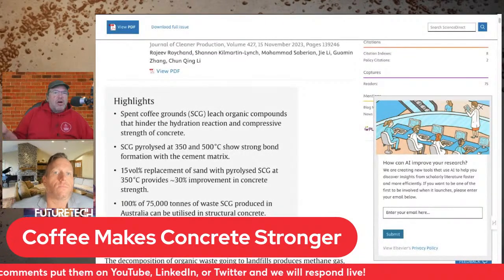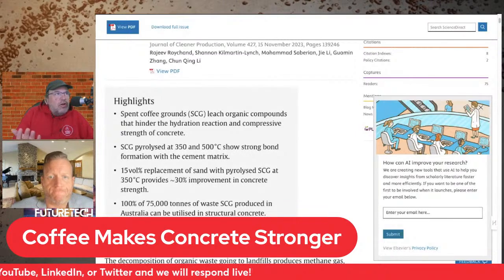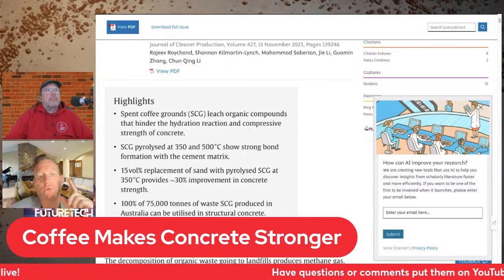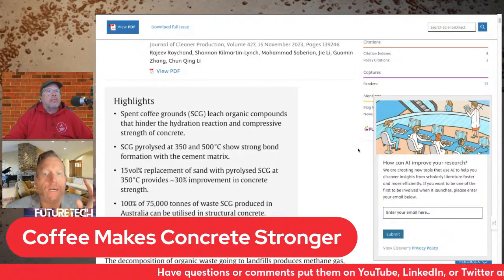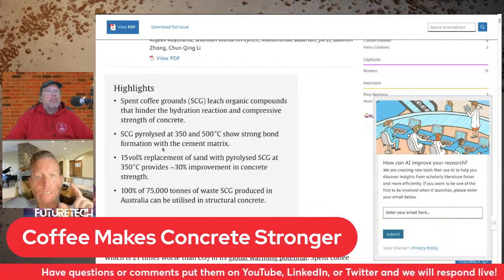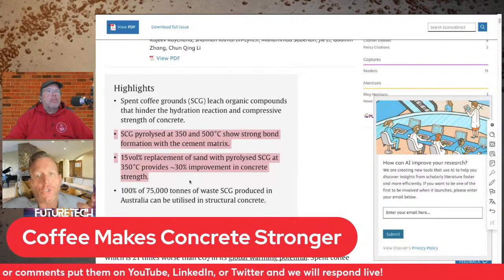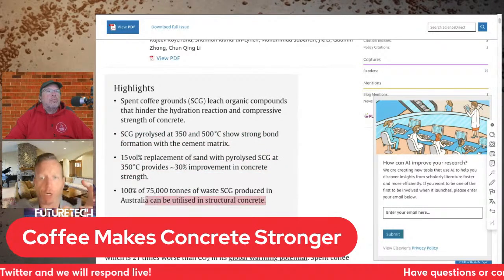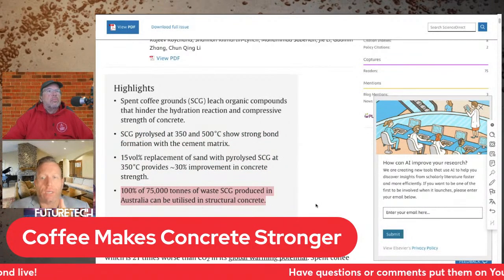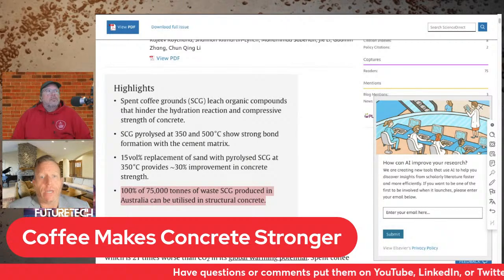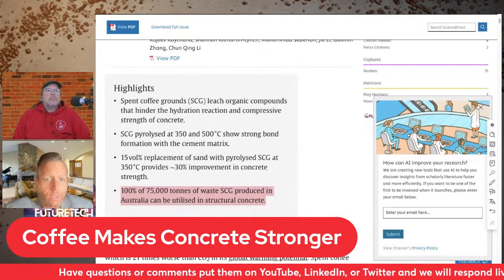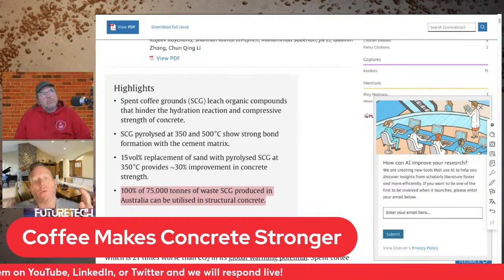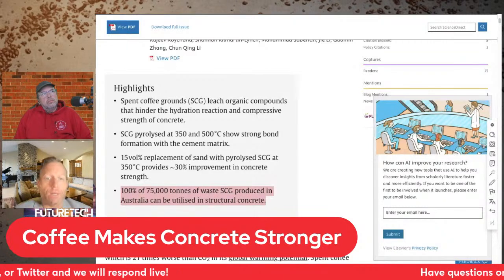So how have they figured out how it makes it stronger? Yeah, that's a great question. It makes it stronger due to a few key factors. Because the coffee grounds are first pyrolyzed into a carbon-rich charcoal called biochar. So it's charcoal. The biochar itself has a porous structure that provides nucleation sites for the precipitation and growth of the cement hydration products. So the cement hydrates can crystallize and integrate around the biochar, improving the microstructure.